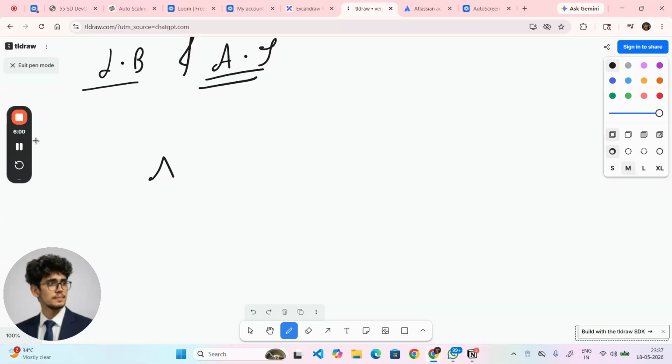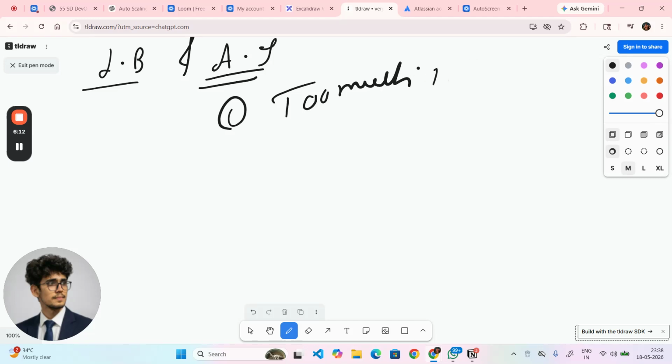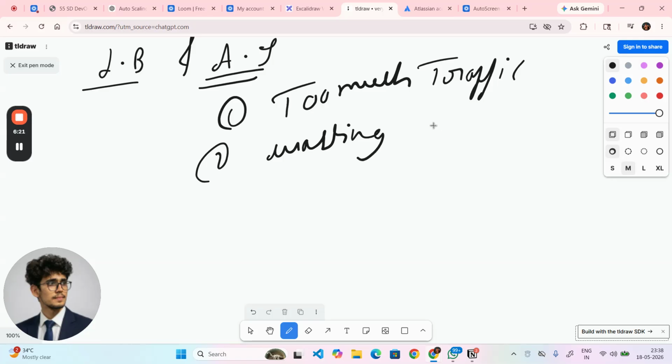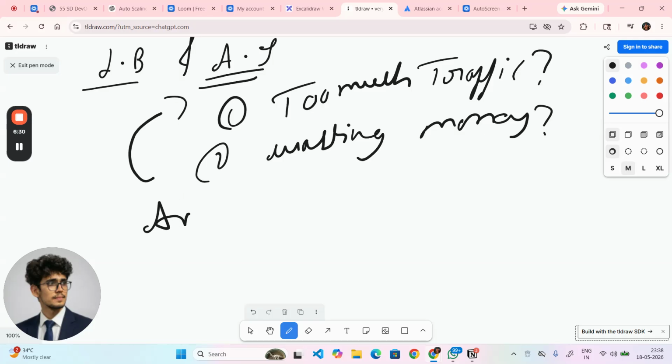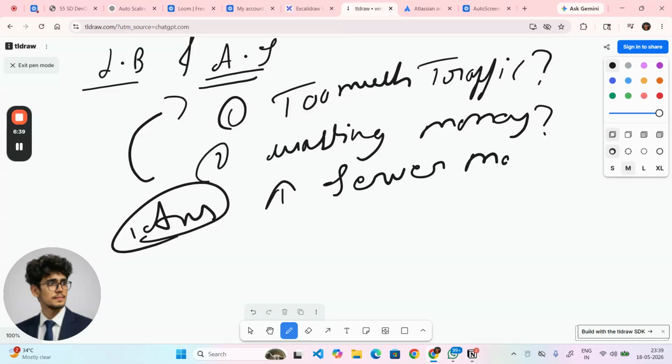And guys, we have two major problems that we can face in our interview. What are they? The first problem is too much traffic, too many incoming requests. The second one is wasting money. So what will be the solution for these two problems? Basically, the solution is auto scaling only. Coming to the first answer, it is very clear: too much traffic. We can increase the servers to manage the traffic.